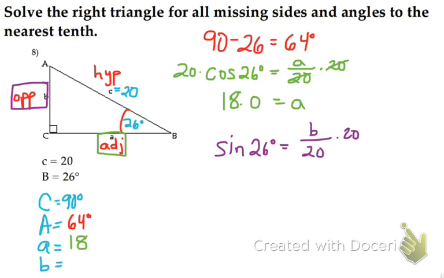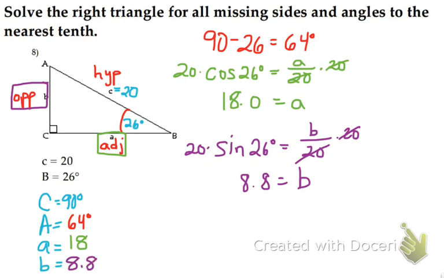Again, multiply by 20 both sides of the equation, and calculating 20 times the sine of 26, we get that b rounds to 8.8.